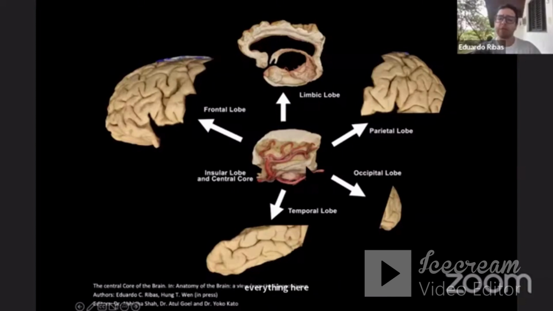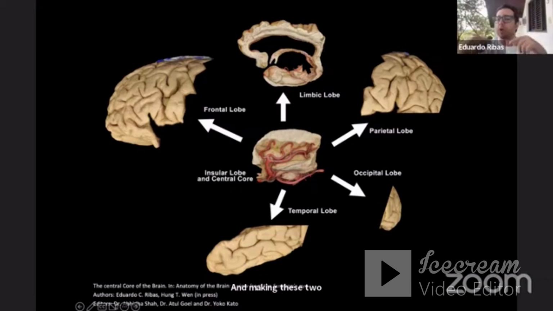We also like this view to understand how the brain is formed, putting the central core in the middle, and then orbiting the central core, we have the lobes. We have the frontal lobe anteriorly, the parietal lobe superiorly, the occipital lobe posteriorly, and the temporal lobe inferiorly. Then we have the fifth lobe of the telencephalon, the insular lobe at the lateral aspect, and making two C's around the thalamus, we have the limbic lobe.